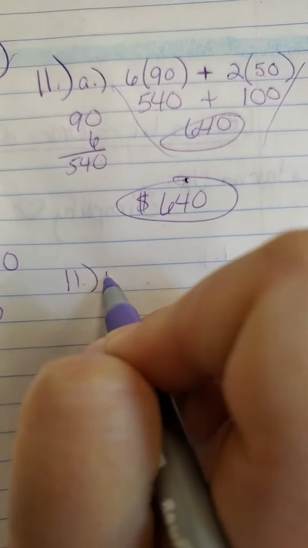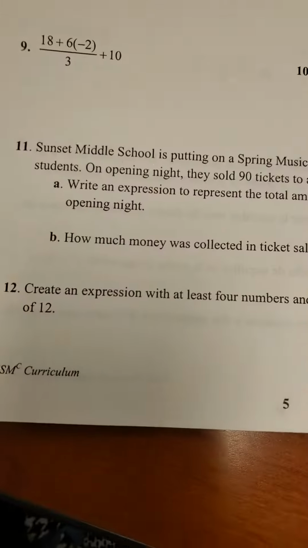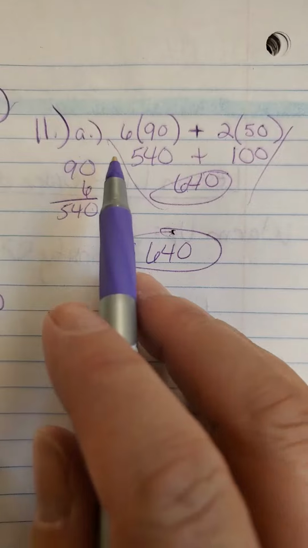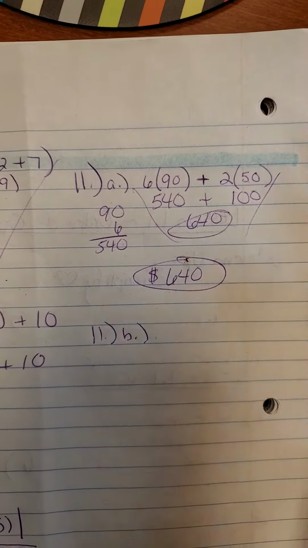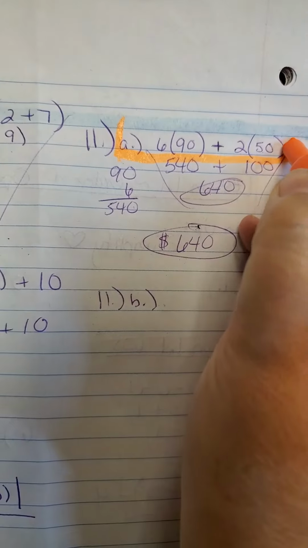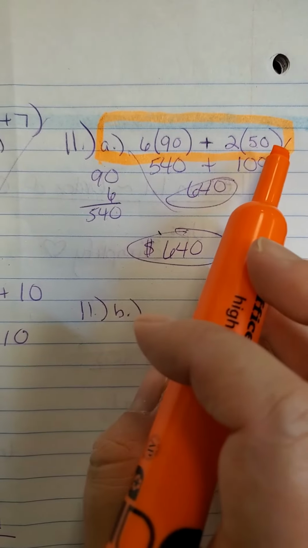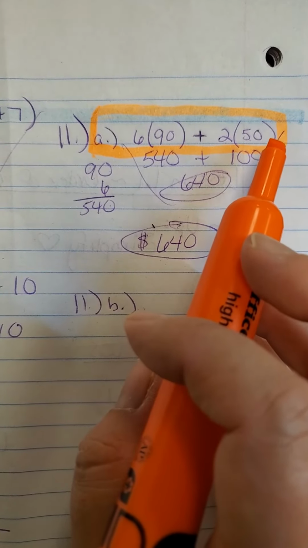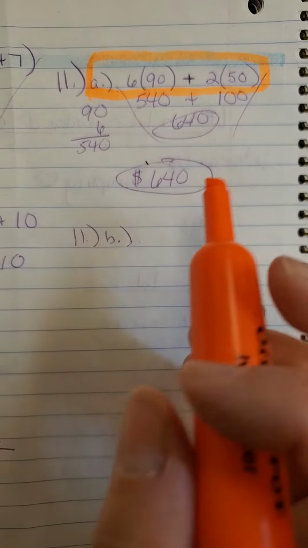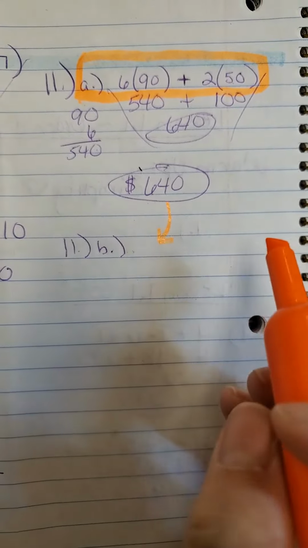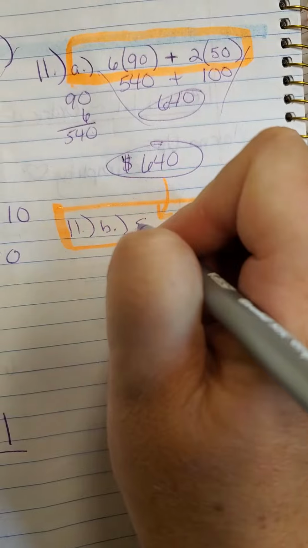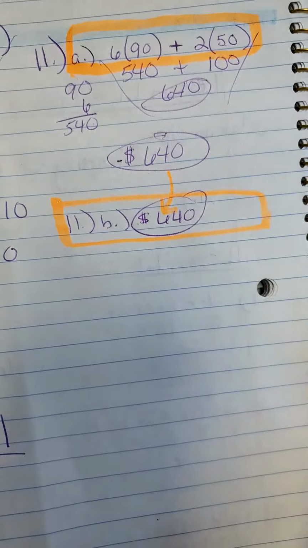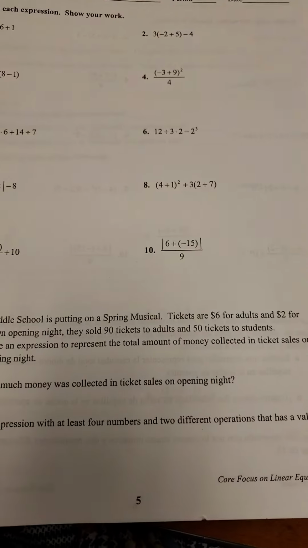Awesome. Okay, so now we have 11B. 11B, how much money was collected in ticket sales on the opening night? So right here, I'm going to go back. I'm going to take my highlighter. All 11A was asking for was the expression. Right there, set up perfectly. That was the format that it was suggested on Google Form to set it up. Then B wanted to know the actual ticket price, so I probably should have waited and put this down here. I'm going to put a box around that so it stands out, and I will take the time to rewrite it so it looks nice and neat. Circle my answer.